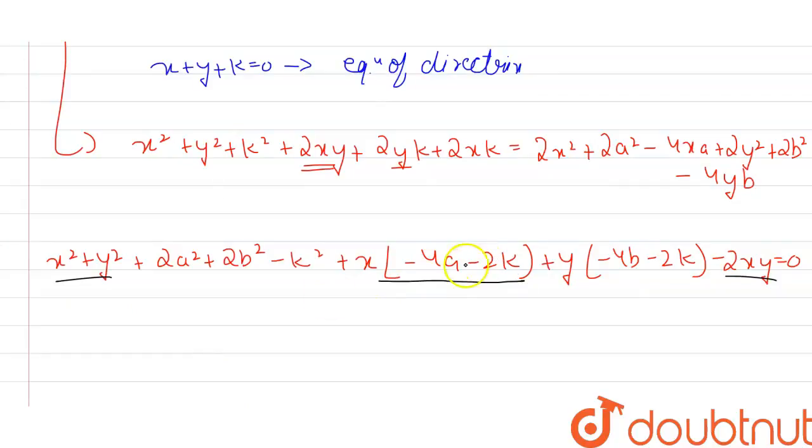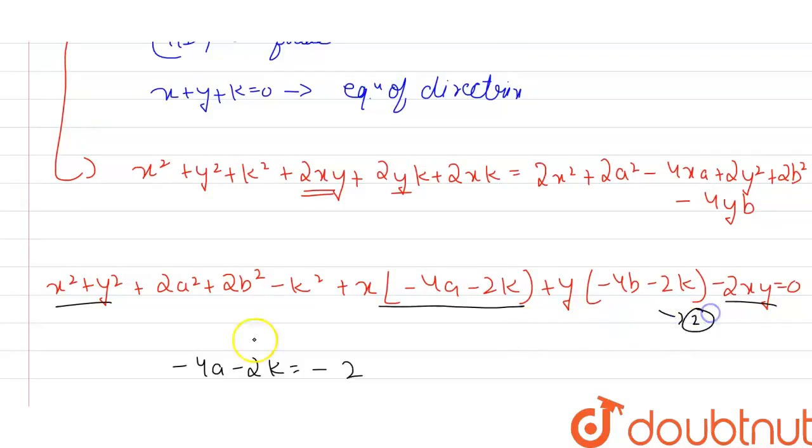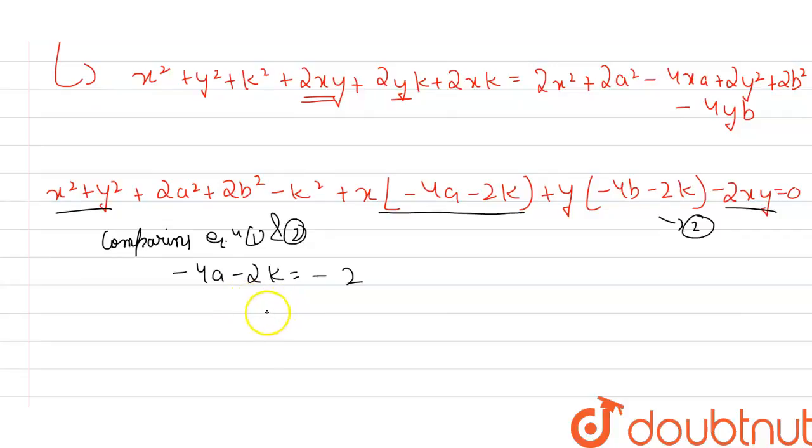So I can say clearly that my minus 4 times a, and here minus 2k, is equal to minus 2, because we are comparing these two equations, equation number 1 and equation number 2. Comparing equation 1 and 2, minus 4a minus 2k equals minus 2. Removing the negative sign, this will be 4a plus 2k equals 2. This is the equation I have.